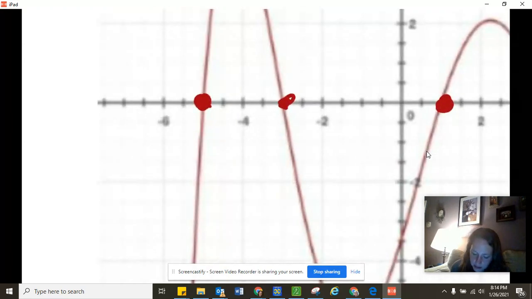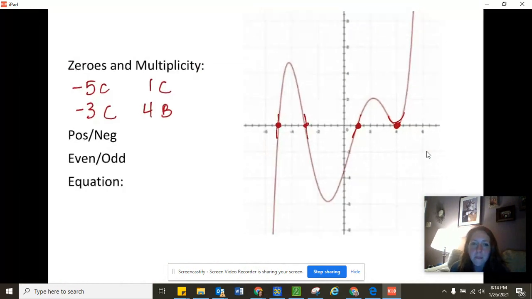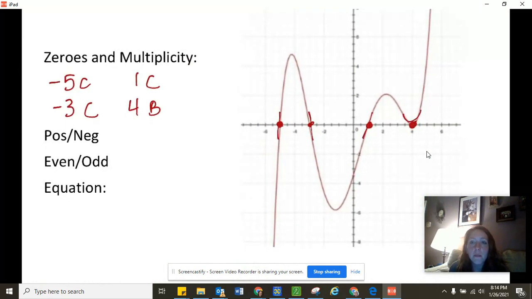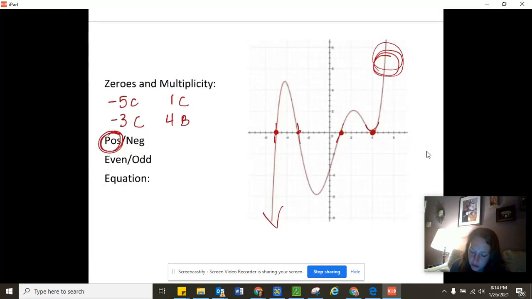So remember, if you zoom in, these just crossed to the other side, and at 4, it bounced. Based on whether it's positive or negative, you want to look at the left side of the graph. Is it going up or down? Since it's going up, that tells me that it's positive. Since my end behavior is going in two different directions, that means this should be an odd function, okay?